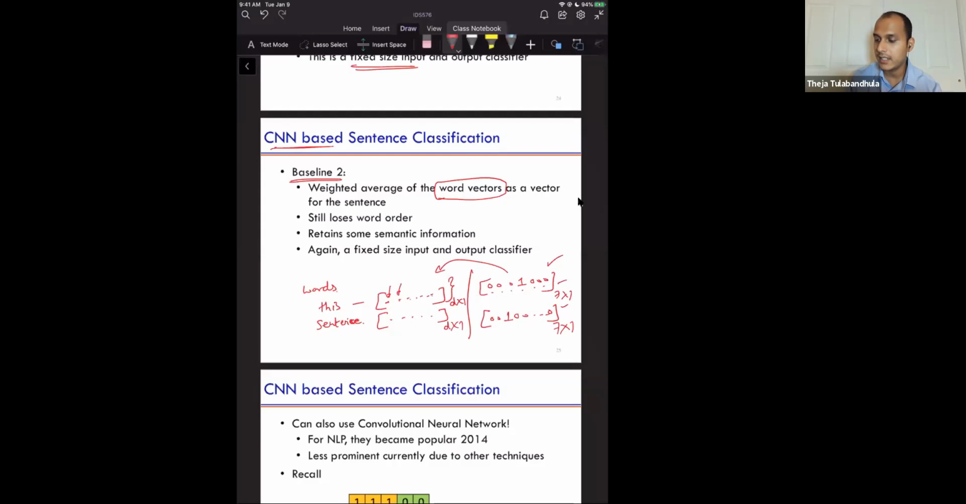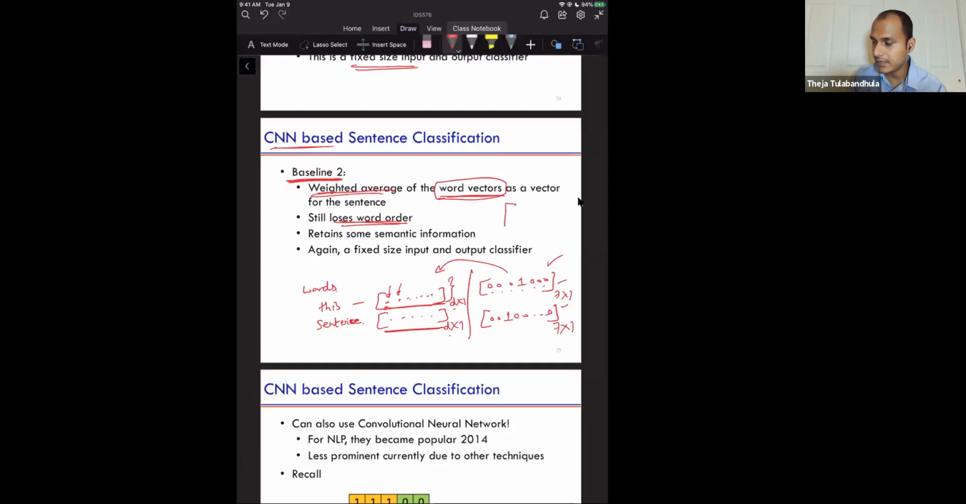But a baseline way to do sentence classification, if you had access to these vectors, let's say somebody already gave you vectors corresponding to every word in your vocabulary, now your question is, how do you classify? What you can do is take a weighted average. One simple baseline is to take a weighted average of the word vectors as a single vector. Each vector is of the same length, d cross 1. If there are 10 words in this sentence, you just average those 10 vectors, just element-wise addition divided by 10, essentially. You lose the word order here.